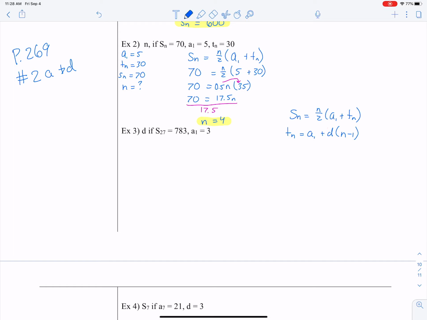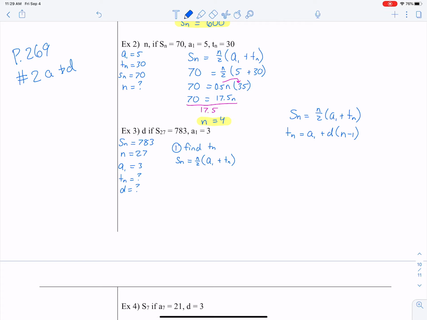So we'll start off by writing out what we know. Here we know that Sn is equal to 783. We know that n is equal to 27. We know that A1 is equal to 3. We don't know Tn, and we don't know D. We have 2 unknowns. So our step 1 is going to be find the Tn. We have to do that first before we can find D. So we'll use our formula. Sn is equal to n over 2 times (A1 plus Tn).